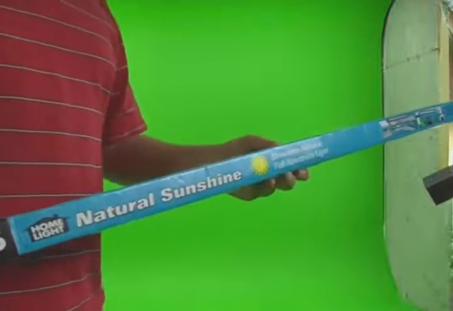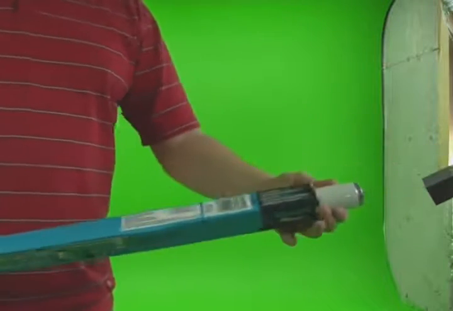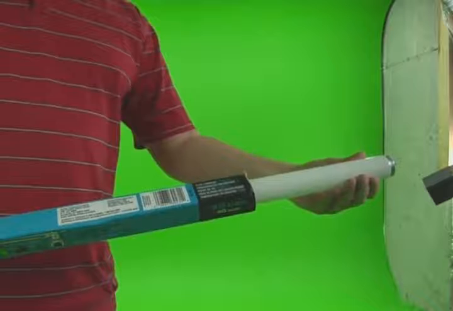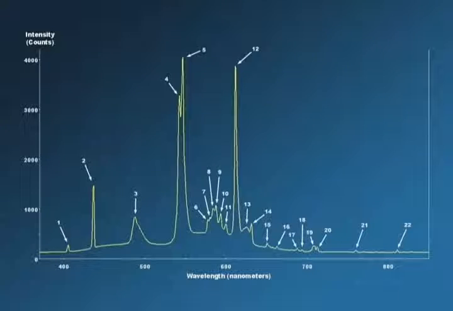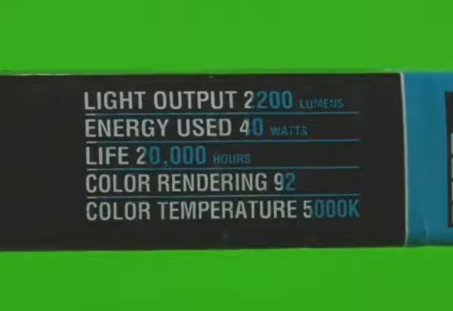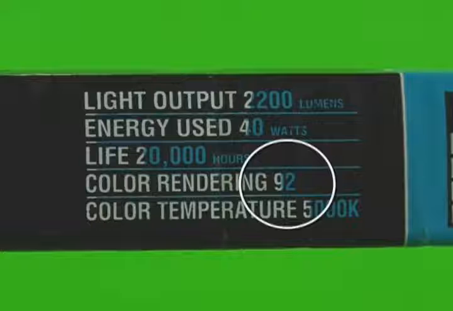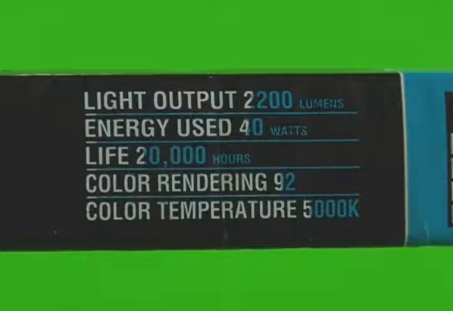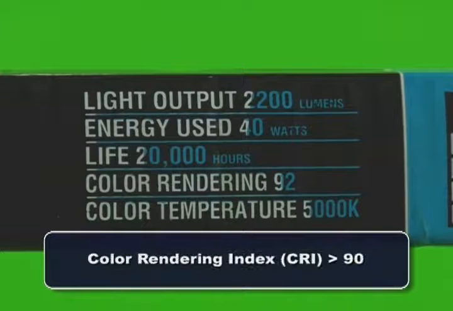When you buy fluorescents, get some good ones like these Philips Natural Sunshine tubes. Because cheap tubes have unusual frequency spikes that can make your green look different to the camera. Every tube has what's called a color rendering index for how accurately it reproduces color. And you have to get a CRI over 90.